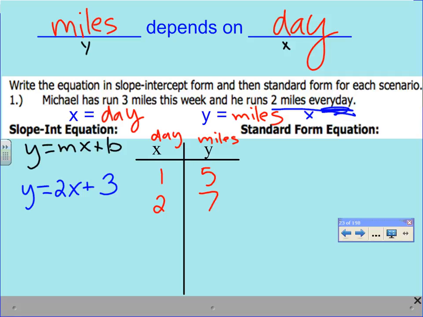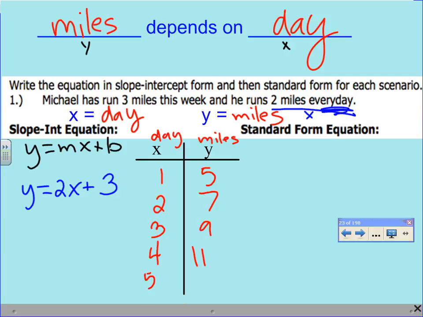Good, 7. Nathan, after day 3, how many miles has he run? Good. Kyle, after day 4, how many miles has he run? Good. Eric, after day 5, how many miles has he run? Good job. Anyone notice a shortcut instead of sitting there and doing the mental math in your head? Anastasia, what's the shortcut?